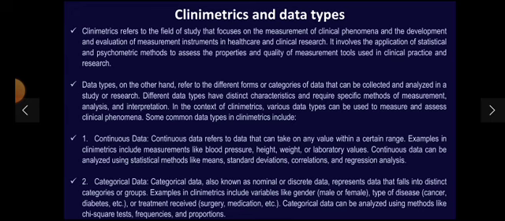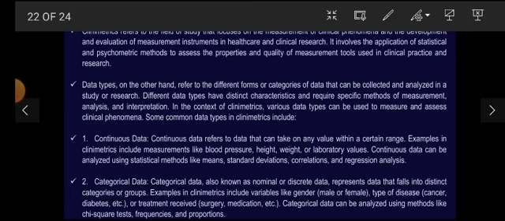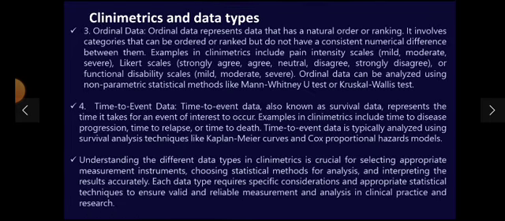Now you have the clinimetric data type. Clinimetrics refers to the study that focuses on measuring clinical phenomena and the development and evaluation of measurement instruments in healthcare and clinical research. So anything we are doing in clinical research, we call it clinimetrics. What we have done before about data types and data forms is applicable to this clinimetric research, so I will not go back. I just presented it here for you to know that it is the same thing, but this time around we are focusing on healthcare.